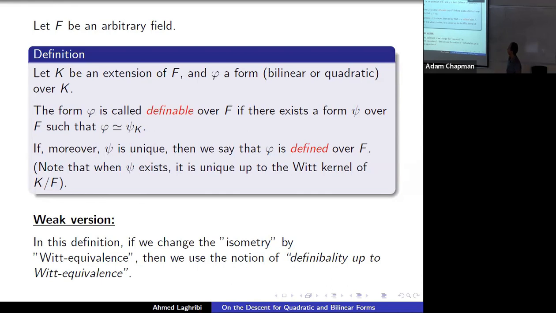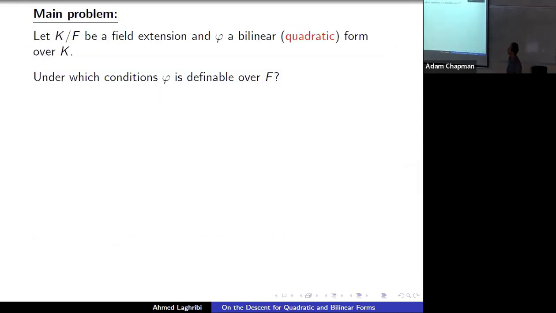Now the main problem, this is my problem. Let K over F be a field extension and phi a bilinear form, and when it is quadratic, I write it in red. The general problem is: under which conditions is your phi definable or defined? Of course, we can ask this problem not only for quadratic forms, but also for varieties, algebraic groups, whatever you want. Okay, this is the general problem.